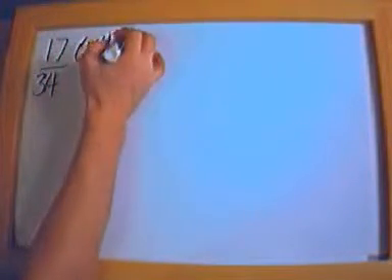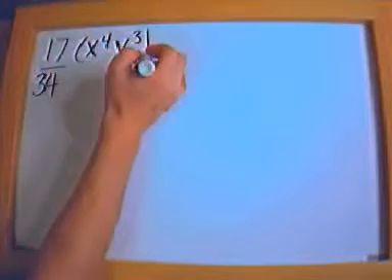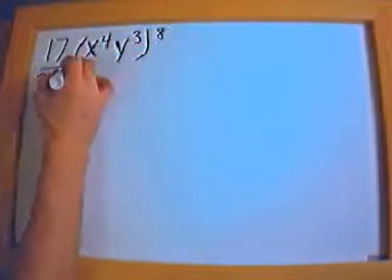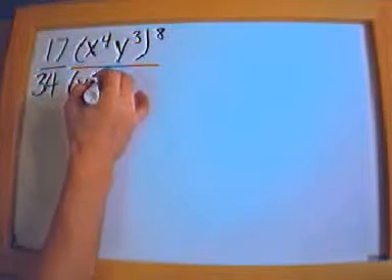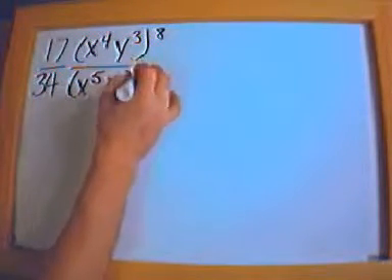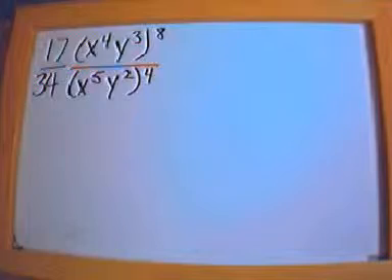Moving right along. Two more problems. We're done with this section. Let's say I've got 17 over 34, (x to the 4th, y to the 3rd) all raised to the 8th power, over (x to the 5th, y squared) all raised to the 4th power.